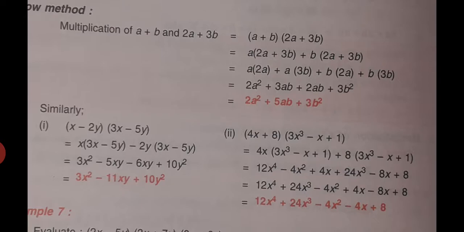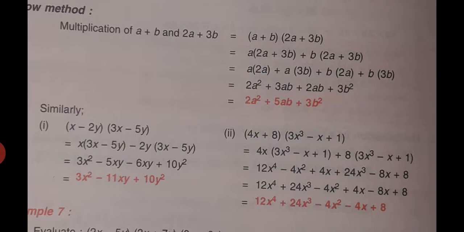Next we shall multiply a with 2a and a with 3b. That means 2a square plus 3ab, and after that b into 2a plus b into 3b, that means 2ab plus 3b square. Next we simplify it and shall get the answer 2a square plus 5ab plus 3b square.